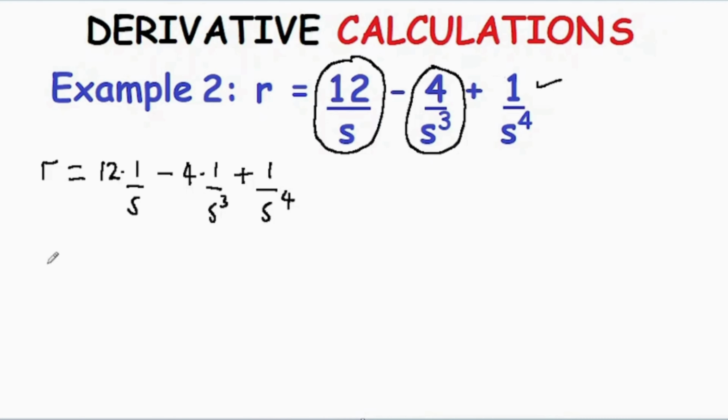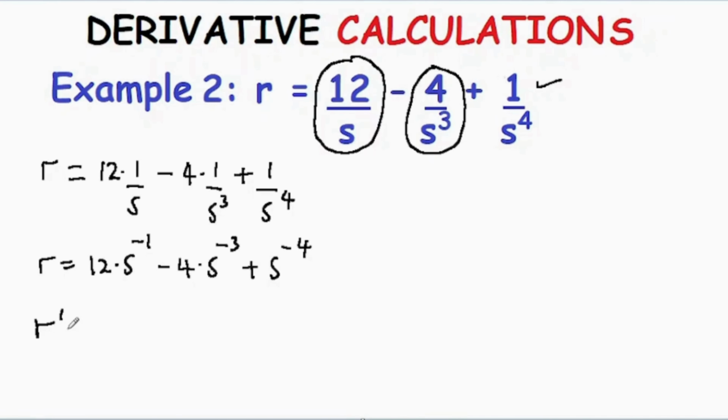Okay, so we use the law of indices here. 1 divided by s becomes s raised to the power negative 1. We have negative 4 here. 1 divided by s raised to the power 3 becomes s raised to the power negative 3. And 1 divided by s raised to the power 4 becomes s raised to the power negative 4. Now we can differentiate each term with respect to s.